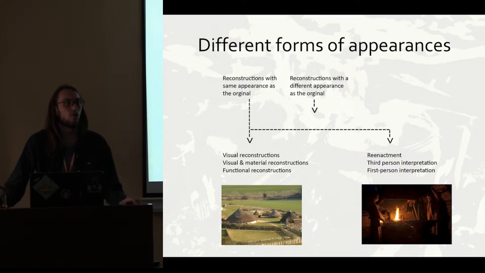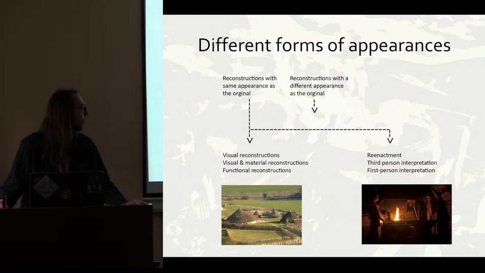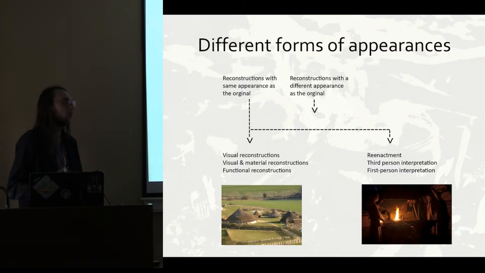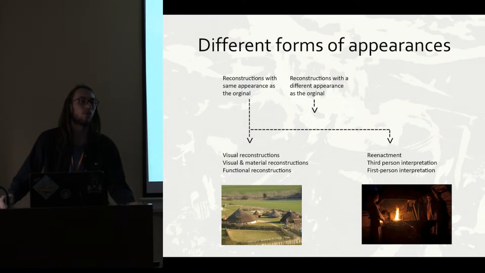I took the theory of John Coles from his book Experimental Archaeology, and he describes three different kinds of reconstructions. First are visual reconstructions. He said those are only usable for museum presentations, and they exist only in physical form, so you only look at how they might have looked. Then there's a second layer, visual and material reconstructions.